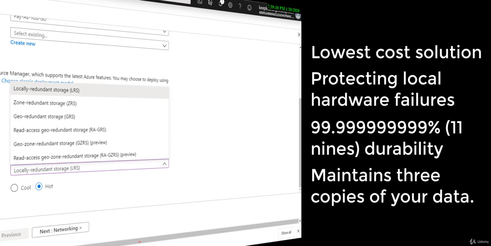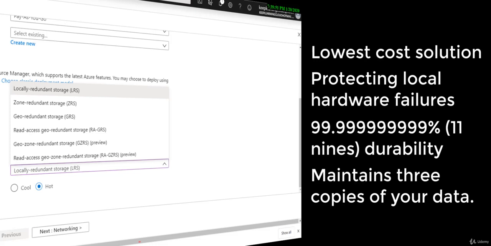With all this set of features, do you think that LRS is a good choice for your organization? Just keep in mind that the data will continue to reside in the same data center. 3 copies will be maintained in the same data center. So if your application has the ability to reconstruct the data if data loss ever happens, then you'll go for LRS. And also keep in mind the data governance requirements.